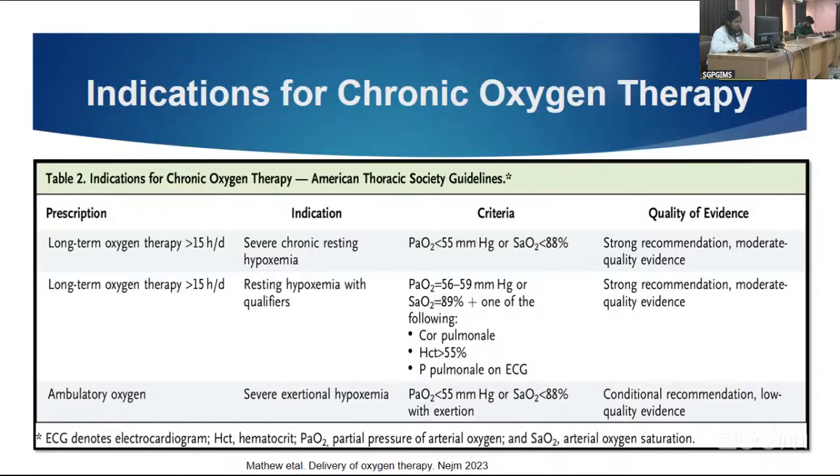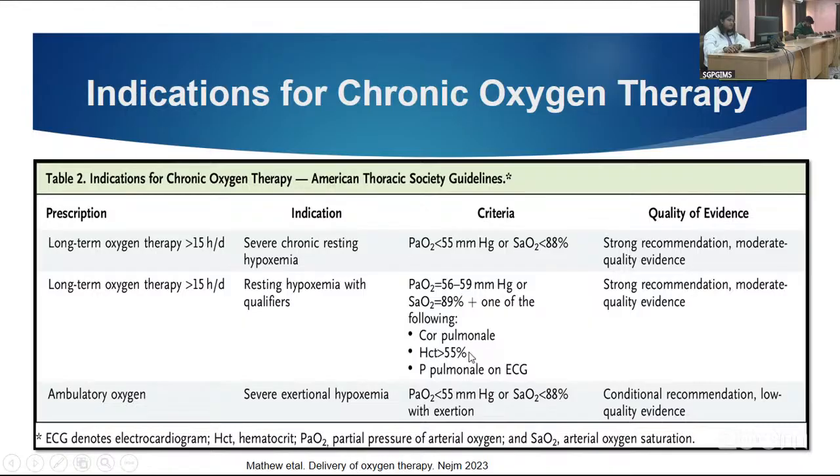And patients with resting hypoxemia with qualifiers. The qualifiers here involve PaO2 equal to 56 to 59 mmHg or saturation 89%, plus one of the following, like cor pulmonale or hematocrit more than 55%. It is strongly recommended for that patient.